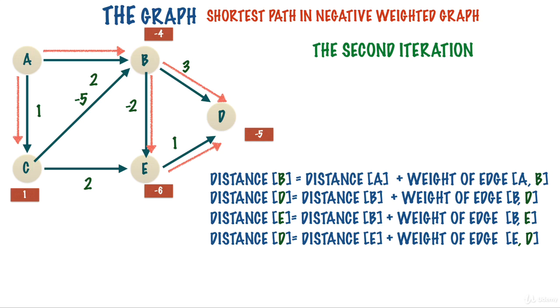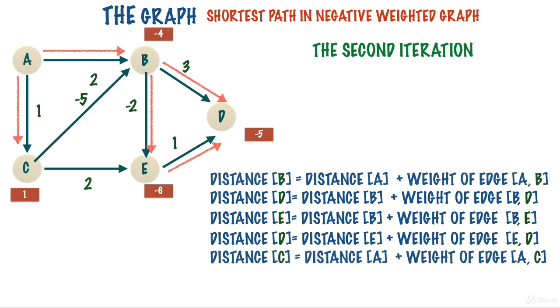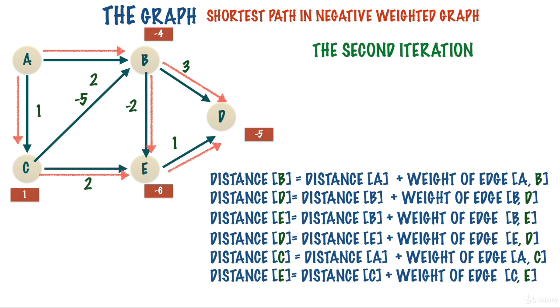Other edges to explore between A and C. We have the right distance, so we can move on. Then between C and E. The distance now from A to C to E is 3, but we already have a better distance to E, that is -6. So we can ignore 3 since 3 is greater than -6.